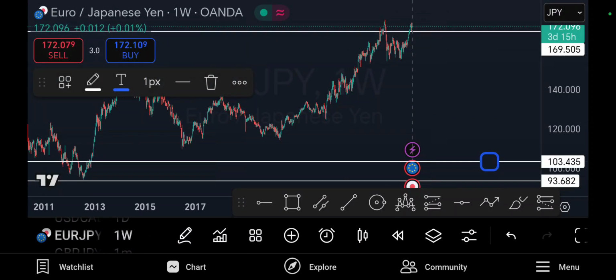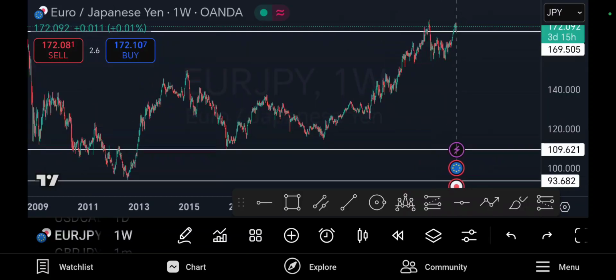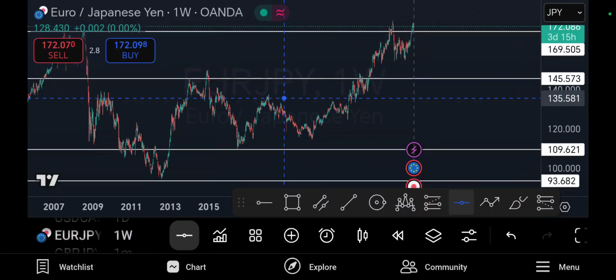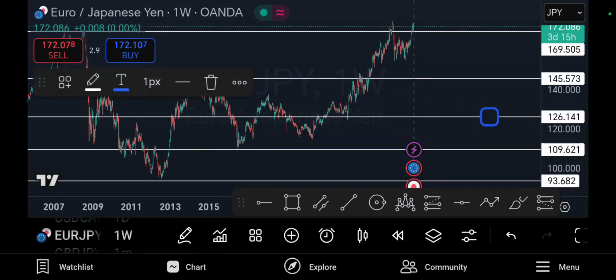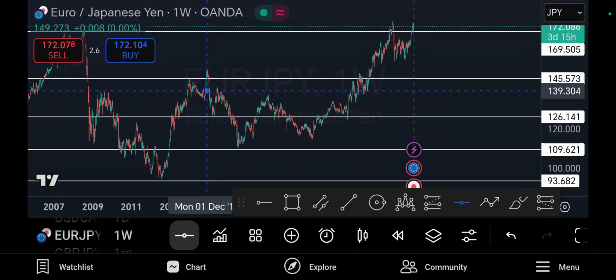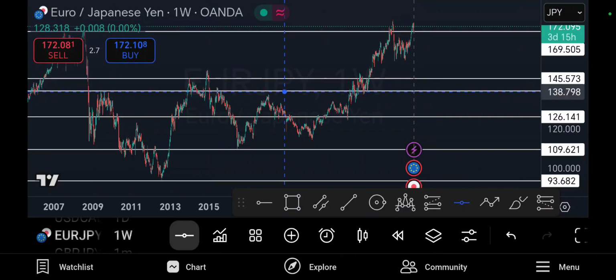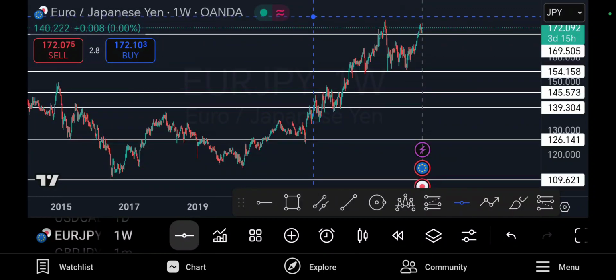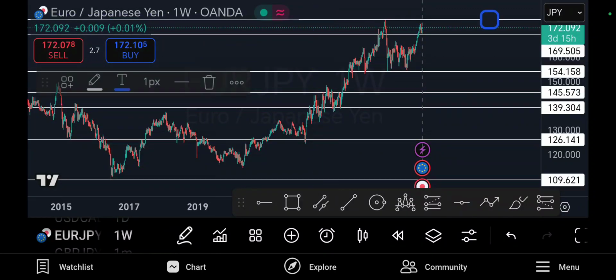Let me just mark out my zones. As you can see, look left to pick out the right, and so forth and so on. This is top-down analysis. It's not even a strategy.